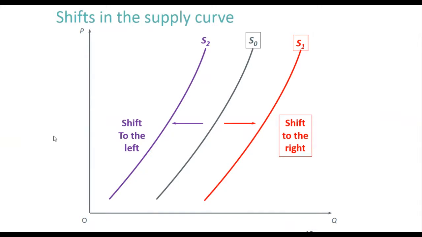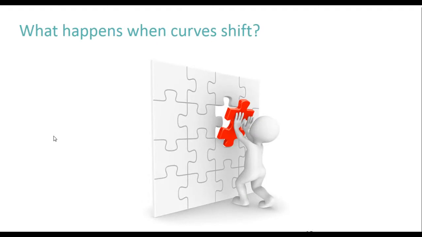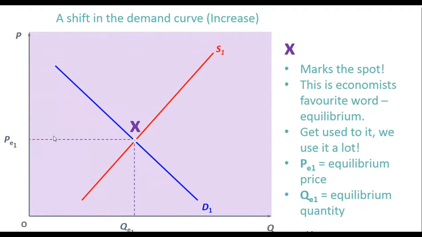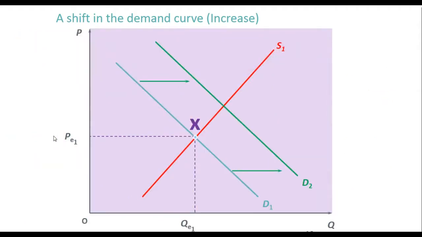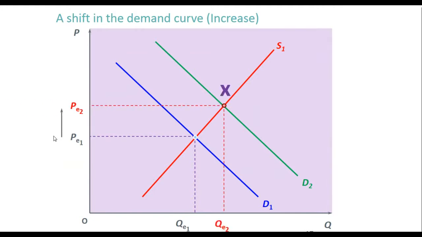So then let's think about what happens when the curves shift. X marks the spot, our economist's favorite word, equilibrium. Yep, you have to get used to it in economics because we use it a lot. In our diagram, X marks the spot of PE1, our equilibrium price, and QE1, our equilibrium quantity. If the demand curve shifts out to the right from D1 to D2, our new X spot has a higher equilibrium price at PE2 and a higher equilibrium quantity at QE2.